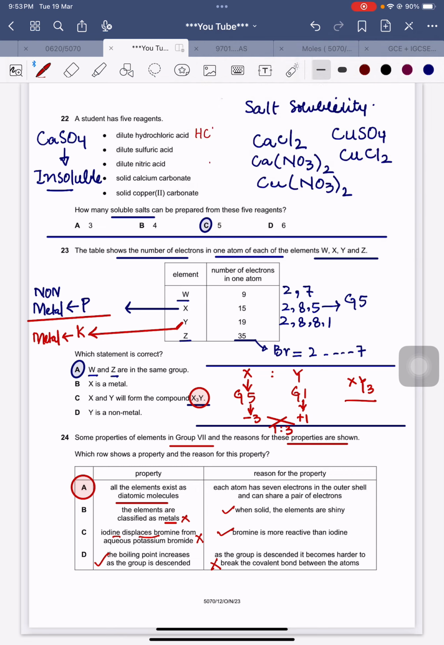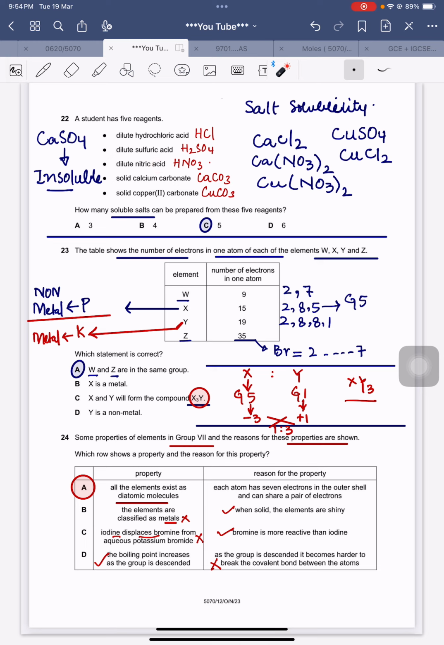It is hydrochloric acid HCl and sulfuric acid H2SO4, whereas nitric acid is HNO3, calcium carbonate is CaCO3, copper carbonate is CuCO3. They are then asking how many soluble salts can be prepared from these five reagents. Five reagents means these five chemicals. Reagent is the chemical actually. So for this question a student should know what salt solubility is. I have taught you in the chapter of acids, bases and salts what salt solubility is. I am giving you a review related to salt solubility.